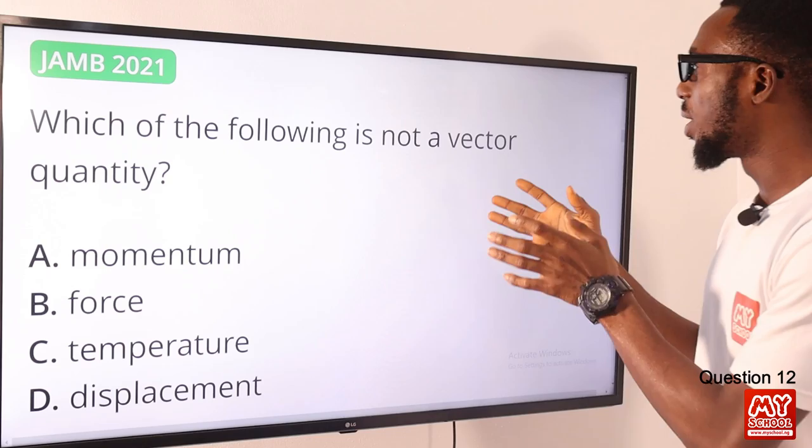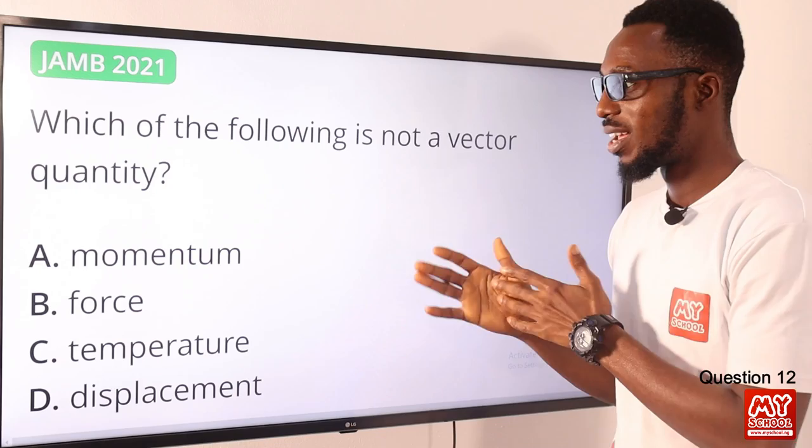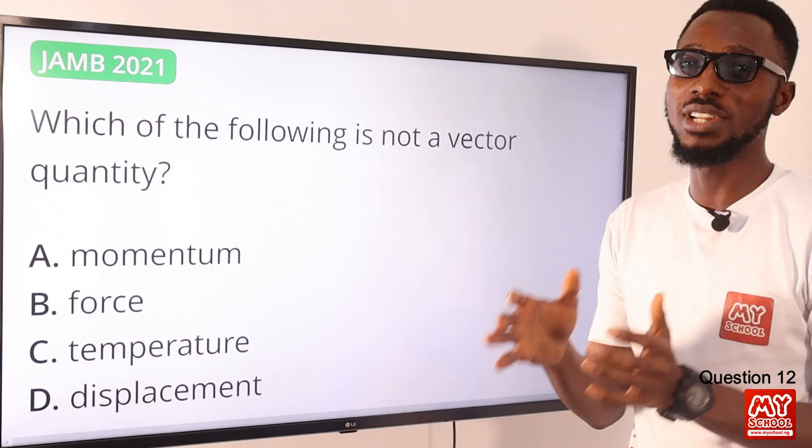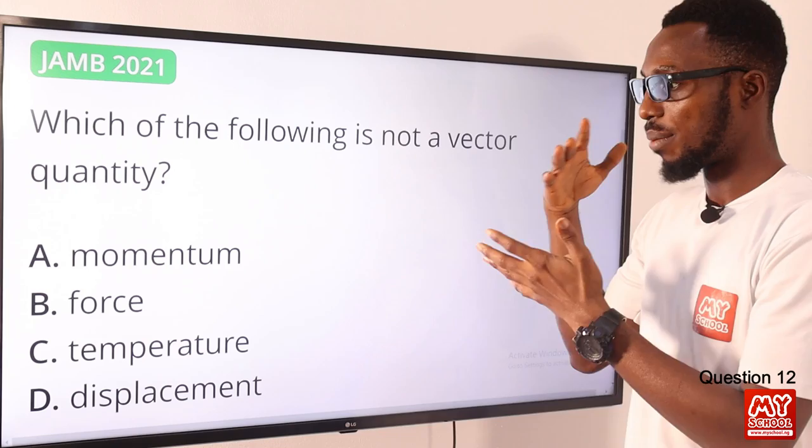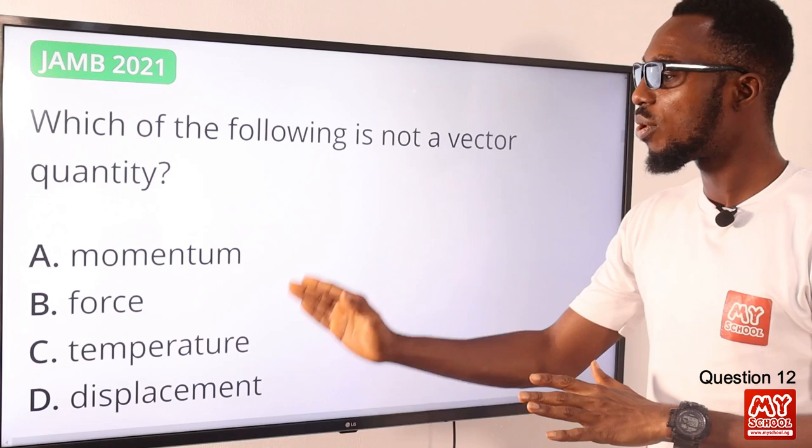Which of the following is not a vector quantity? When you talk about vector quantities, we're talking about quantities where you can refer to magnitude as well as direction. So there's magnitude, there's direction. When it comes to a scalar quantity, you're talking about a concept where there is magnitude but no direction. So if you look at all of these options, right?